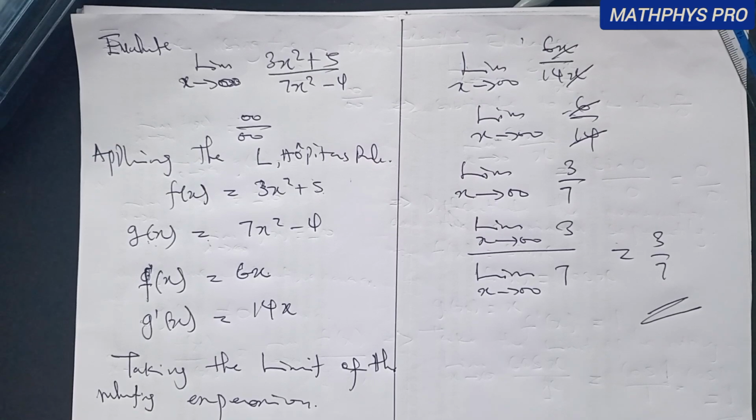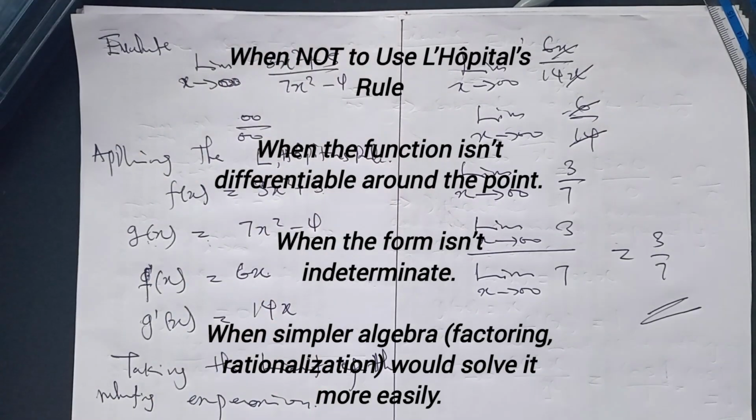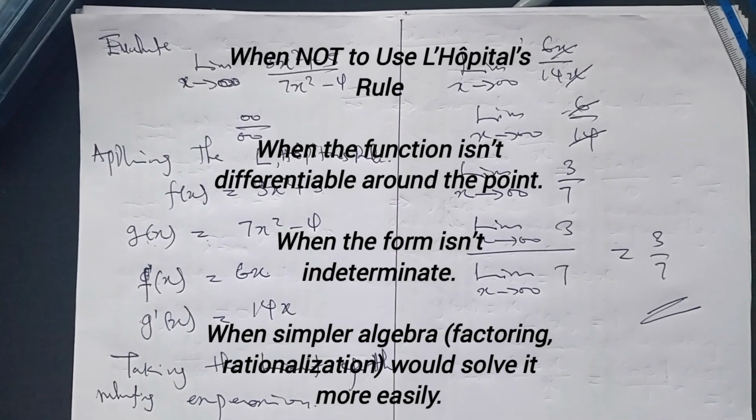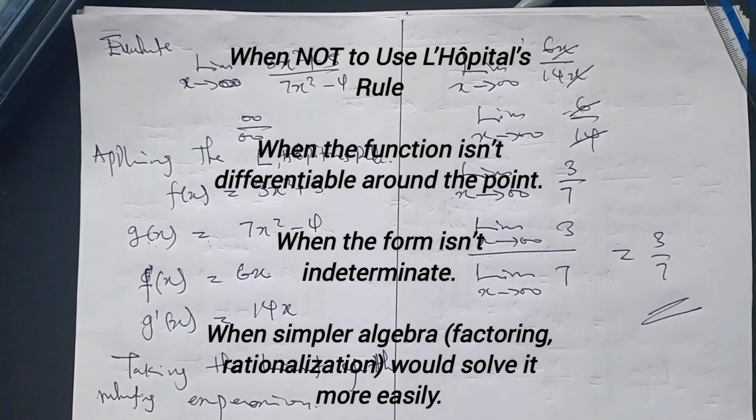So this is how to use L'Hopital's rule. There are also some cases where you are not supposed to use L'Hopital's rule. Whenever you see some expressions, you are not supposed to use it: when the function cannot be differentiated, you cannot take the derivative of that function, so don't use L'Hopital's rule. Instead, you can use rationalization or other ways to evaluate the expression.